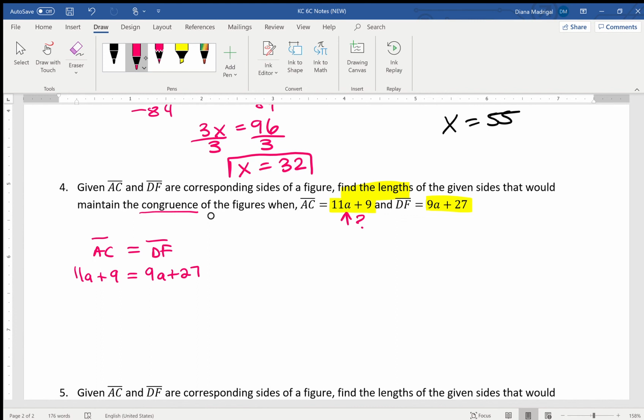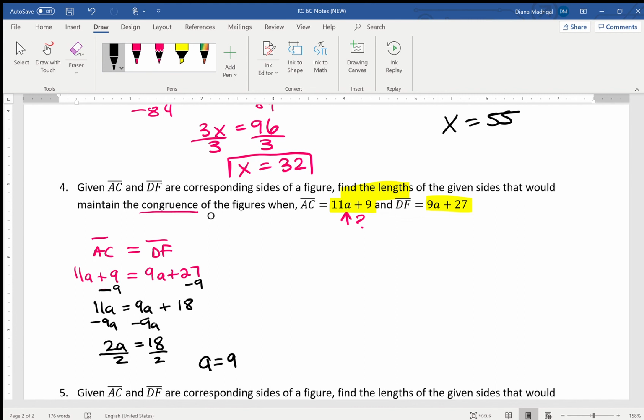Again, you have two terms on one side, two terms on the other side, which means you can start wherever you want. You can get rid of 27, you can get rid of 9, 9A, 11A, it doesn't matter. I'm going to get rid of 9 first. So I'm going to get rid of 9 by subtracting 9 from both sides. So 11A equals 9A plus 18. And then you subtract 9A from both sides. So then you have 2A equals 18. 2A by itself, you divide by 2. So A equals 9. All right.